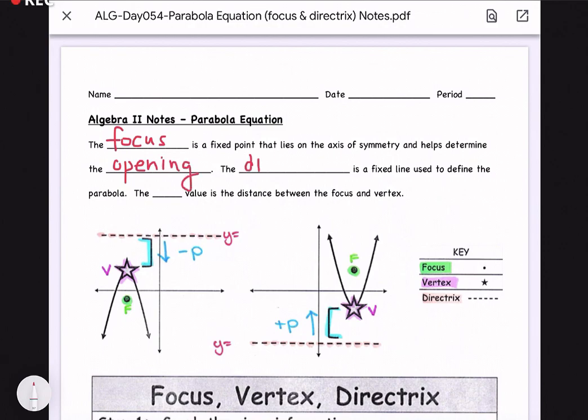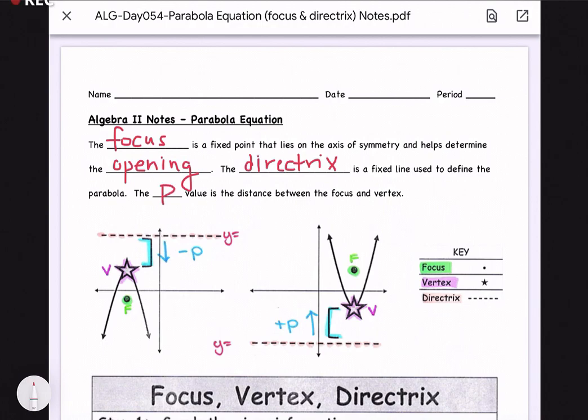The directrix is a fixed line. So the focus is a fixed point, and the directrix is a fixed line used to define the parabola. It also helps show which way the parabola opens. The parabola will never cross over the directrix.